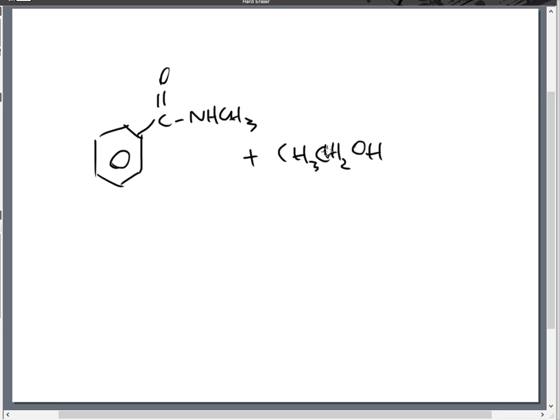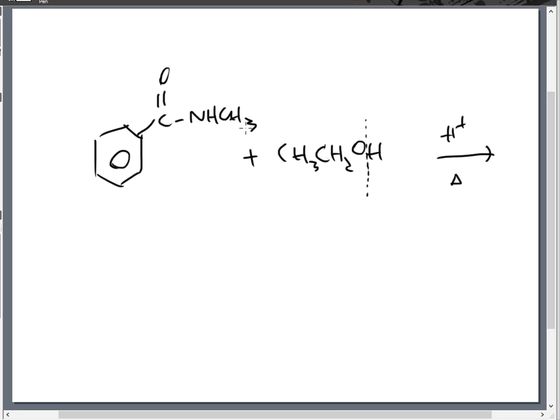Goodness gracious, what did I end up writing? So let me erase this. CH3CH2OH. And we're going to add a little bit of acid and some heat into this reaction. Normally you would look at this alcohol group, you would split that hydrogen off, and you would go, oh, the OCH2CH3 is going to go onto this molecule, and it's going to substitute it off. But the problem is that OCH2CH3 is uglier than the NHCH3.